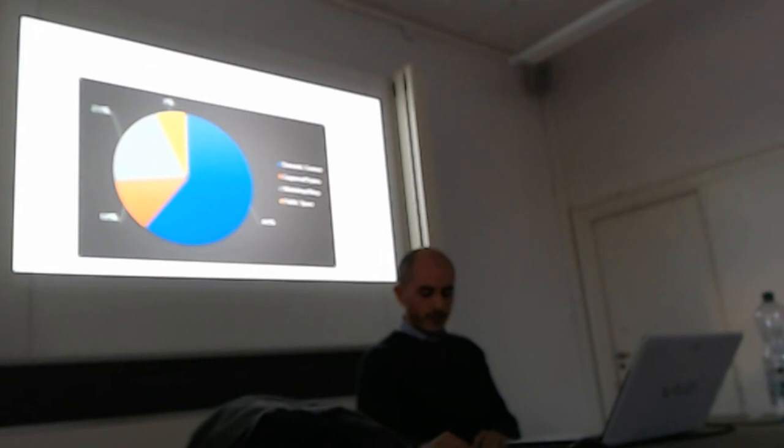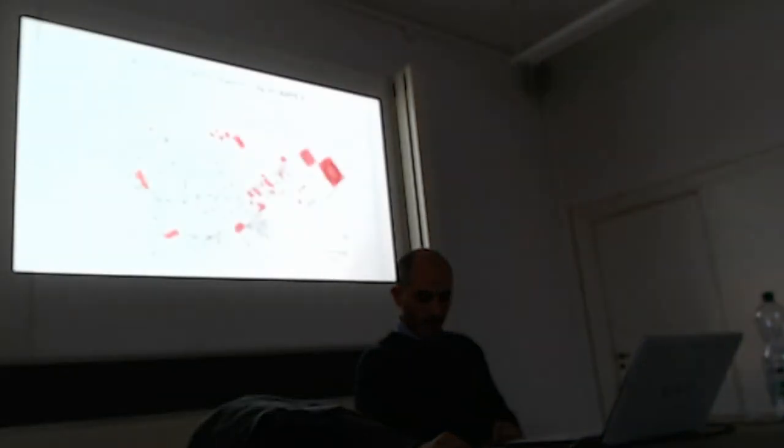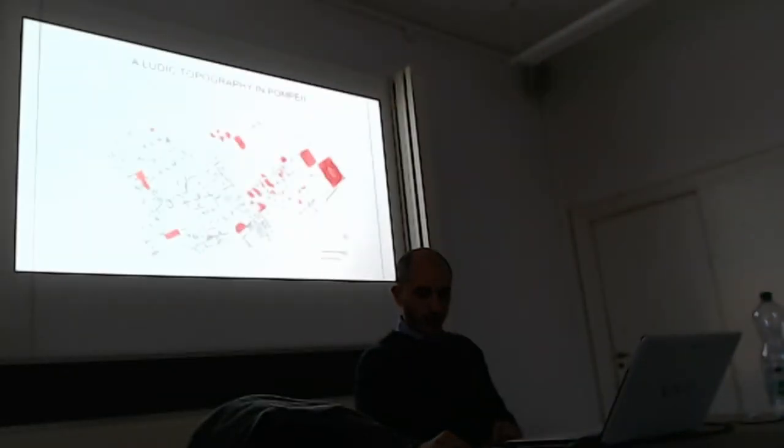As I told you, the first map shows all the contexts where ludic items were found. While it is likely that all of these can be interpreted as testifying to ludic activities, in many cases we have a single element that isn't enough to establish ludic activities, except for a die or something remarkable.